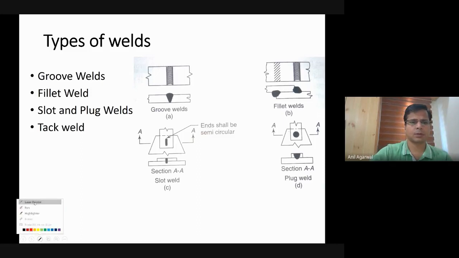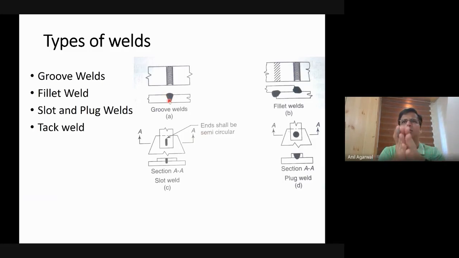So let's say you have two plates that you are welding together. If you create a groove between the two plates, so if you bring the plates very close together with some gap in between, that gap can be called a groove. And if you weld that gap, that is what groove welding is. Okay, so that is groove welding.